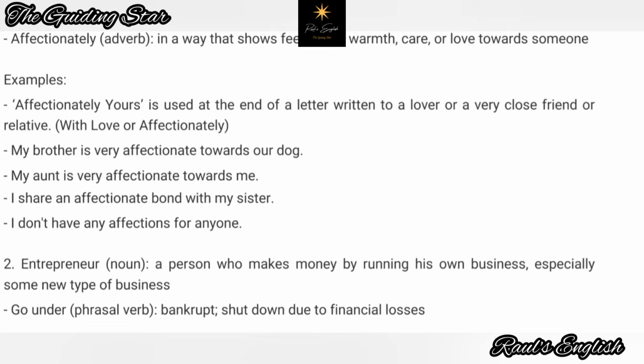I share an affectionate bond with my sister. So the bond, the relationship between my sister and I is an affectionate one. And lastly, I don't have any affections for anyone. So sad for you. The sentence is correct. Alright, let's move on to number 2.